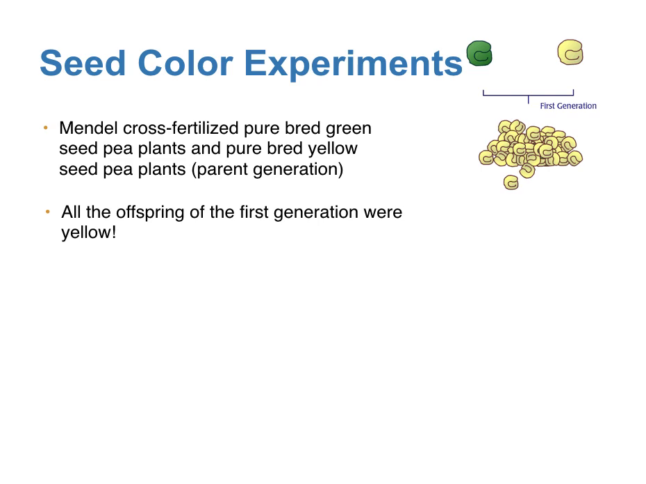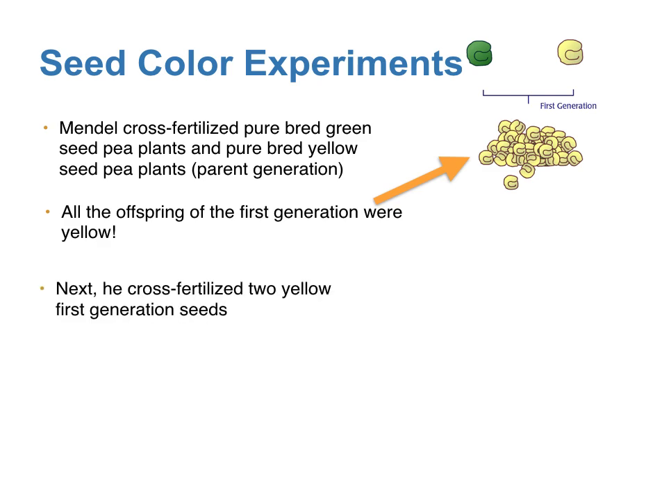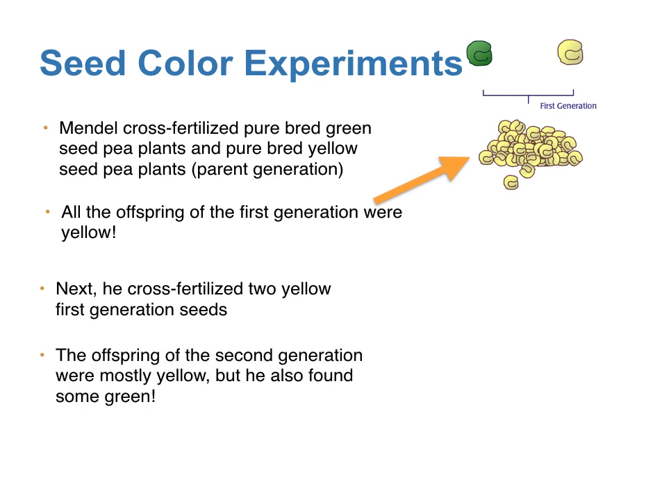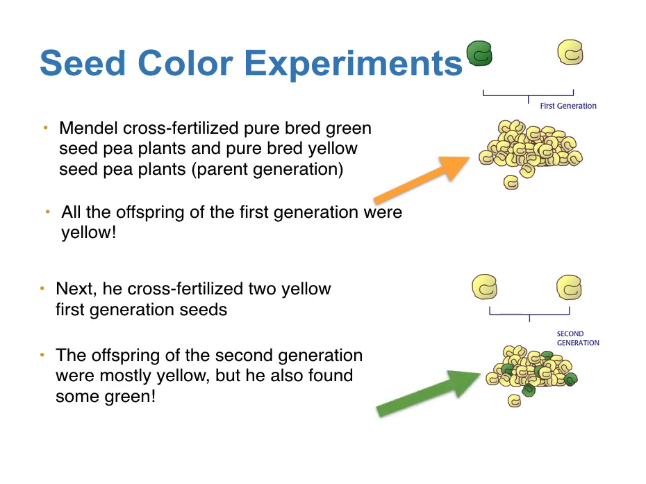So if you look at the picture, you see the green pea and the yellow pea. And look, all of the offspring are yellow. Then he took those yellow seeds and crossed those. The offspring of the second generation were mostly yellow, but he also found some green. So now he's starting to see a pattern here where the trait skips a generation. Remember, there were green pea seeds here. There's only yellow, and then the green ones appear again.